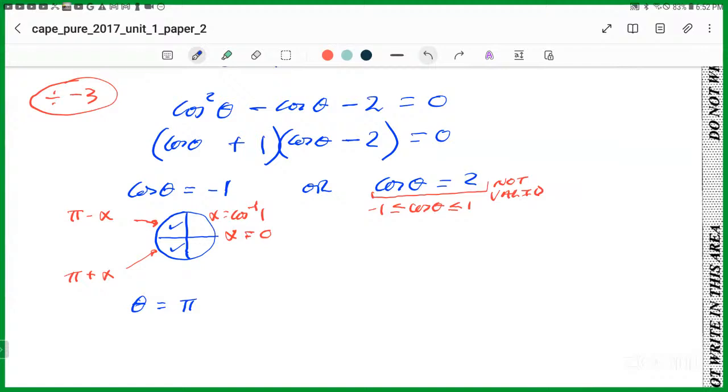So to get more, you have to go around the circle another time. So you're going to add 2 pi to this pi. It becomes pi plus 2 pi. Going around the circle a second time, this is now 3 pi. You can't go another time, because if you add another 2 pi, you're going to reach 5 pi, which is outside the range. So those are the two answers, pi and 3 pi. So theta equals pi and 3 pi. Those are the two answers right there.